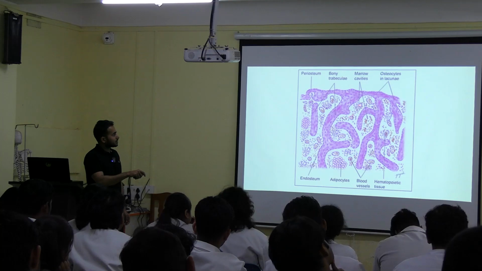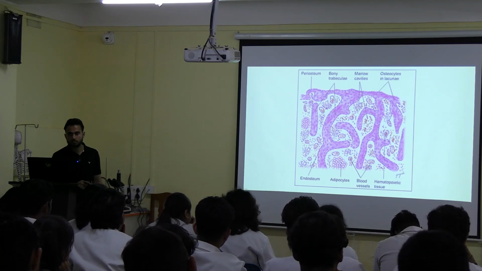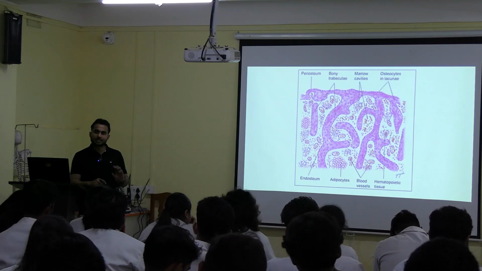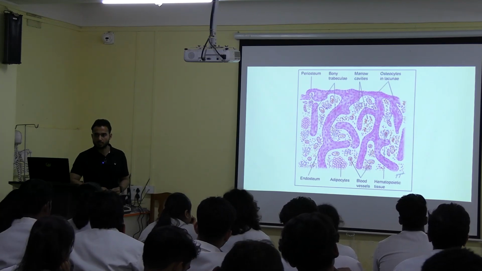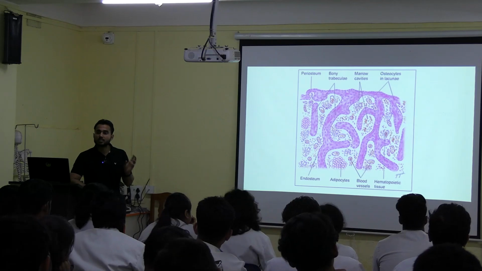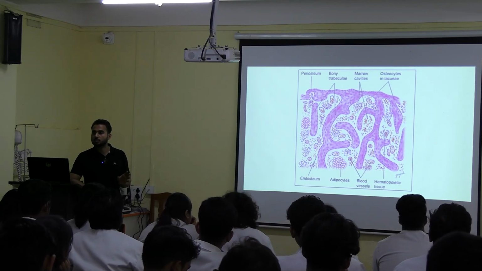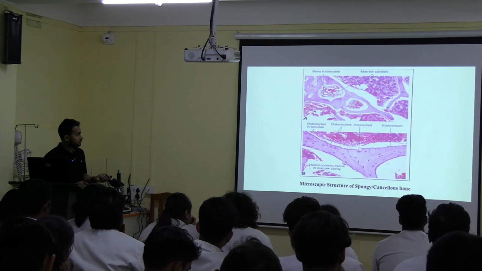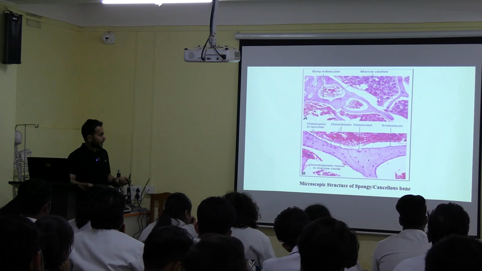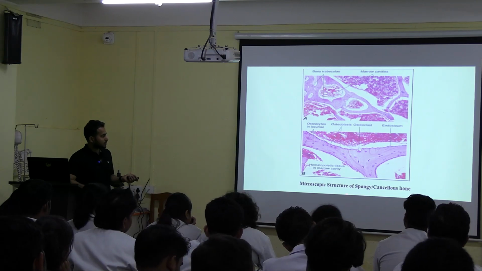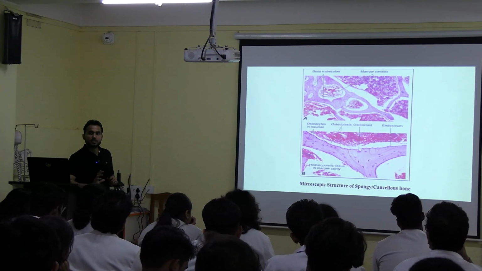These are the marrow cavities where bone marrow is present. Along with that, blood vessels are also there, which means the cells of the bone marrow will be present along with blood vessels. This is the microscopic structure of spongy bone. Here is another diagram, again the microscopic structure of spongy or cancellous bone, directly as seen under the microscope.